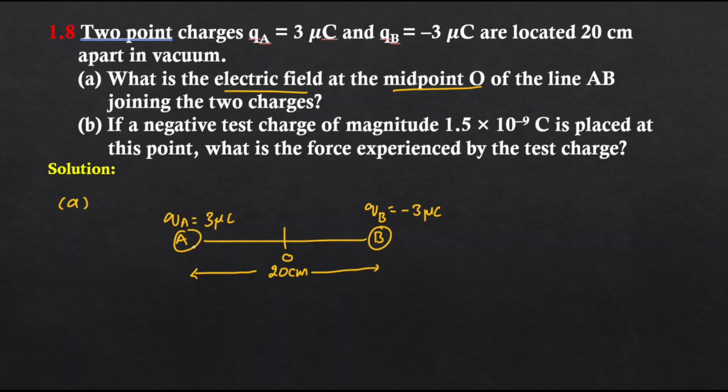Now the distance between A and O is 10 centimeters, and the distance between O and B is also 10 centimeters, because the total distance they have given is 20 centimeters.